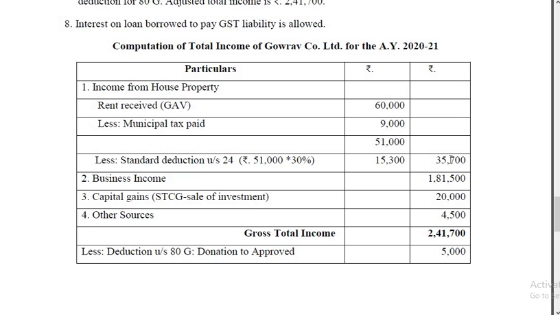These things also you have learned last year, how to compute income from let out house property. Gross annual value minus municipal tax paid, whether relating to current year or next year or previous year, irrespective of the fact that you have paid it, it should be deducted. Then there are some deductions under section 24. One is standard deduction and the other one is interest on loan. So here interest on loan is not there.